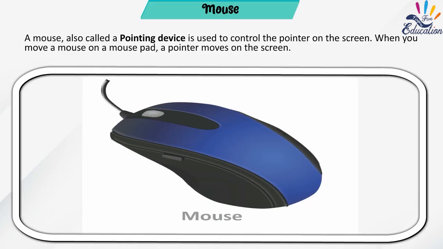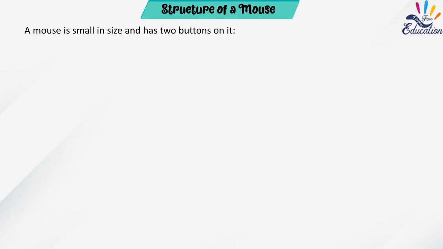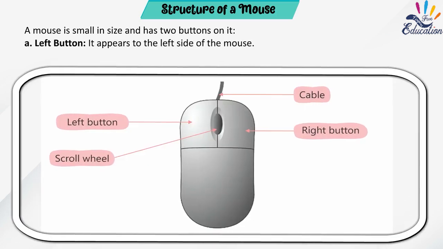Mouse. A mouse, also called a pointing device, is used to control the pointer on the screen. When you move a mouse on a mouse pad, a pointer moves on the screen. Structure of a mouse. A mouse is small in size and has two buttons on it.